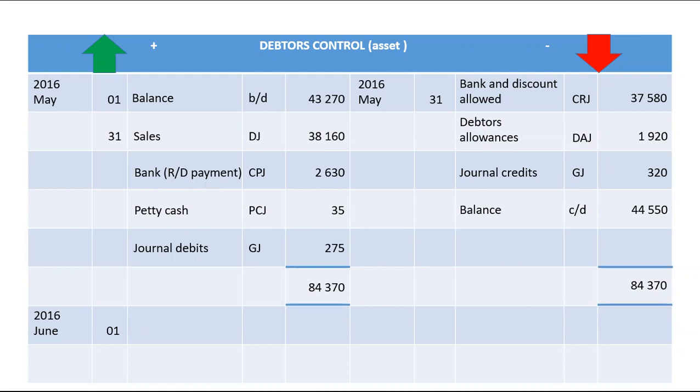The next month is June. So starting on the 1st of June 2016, our balance brought down will be the balance that was owed to us from last month, which is 44,550. In the next video, we will be doing trading stock account.